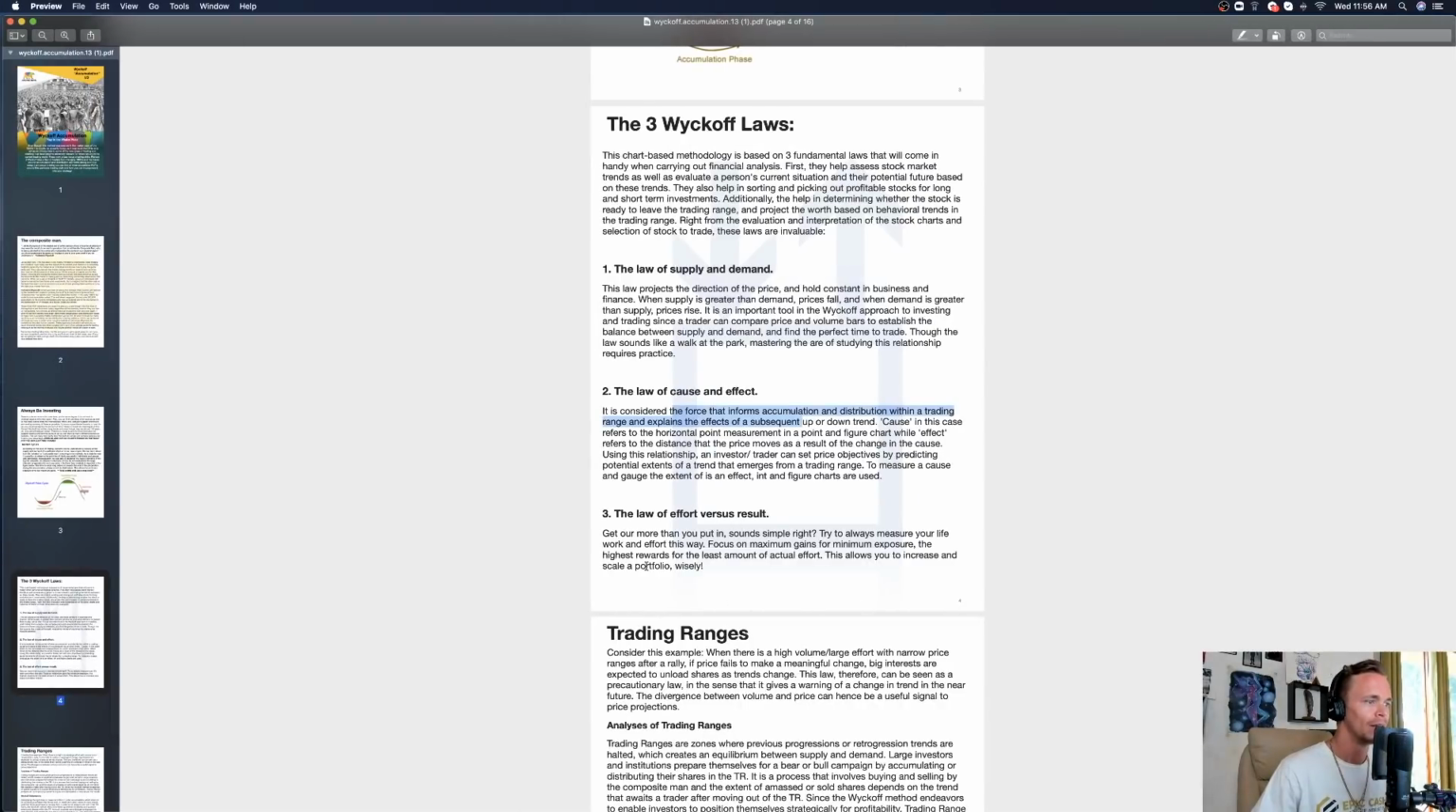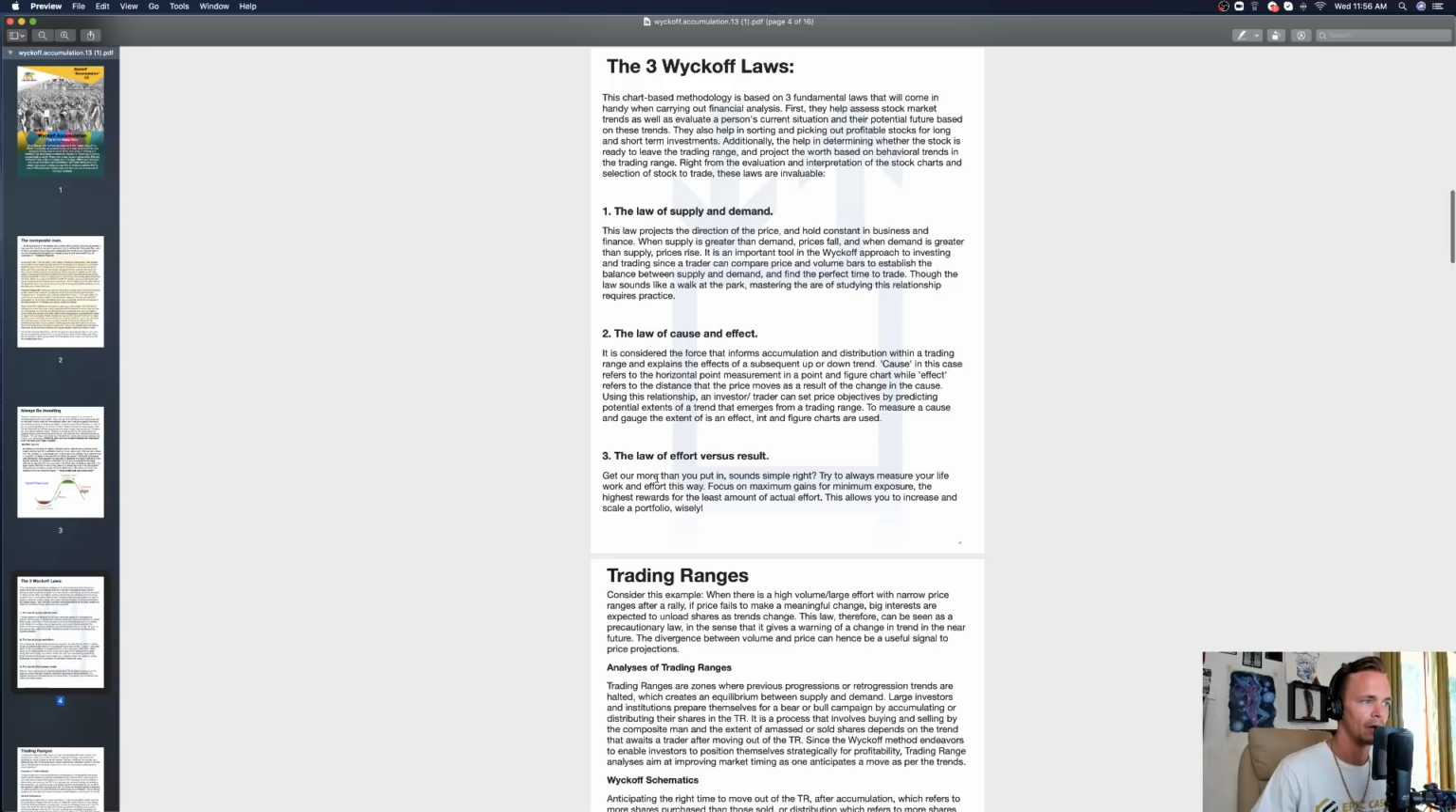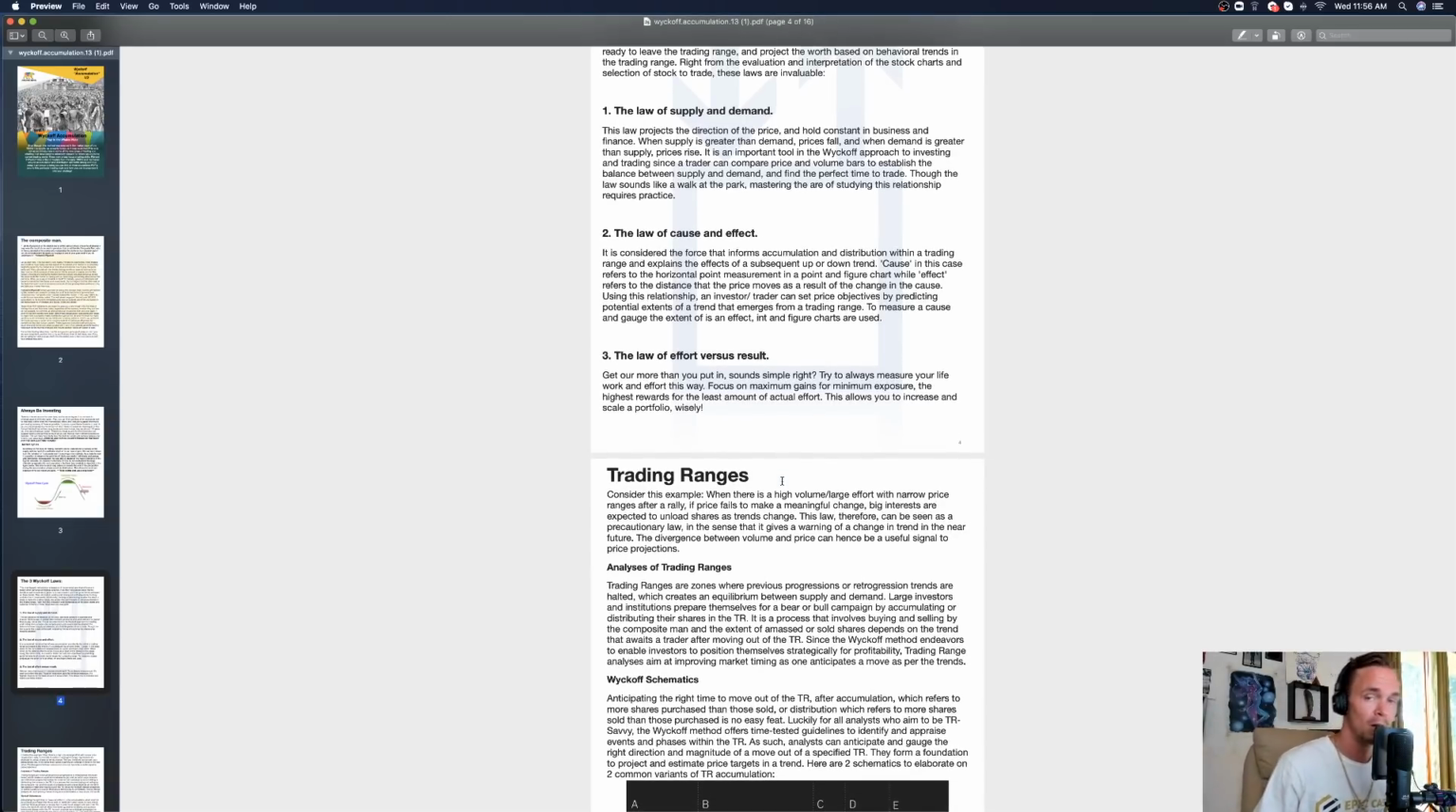Well, let's look at the law of effort versus result, because this is the important part. It says get out more than you put in, right? Sounds simple enough. Buy low, sell high. Everyone says buy low, sell high. It's so easy to do. It's not. It's not easy to do. FOMO is a real problem.